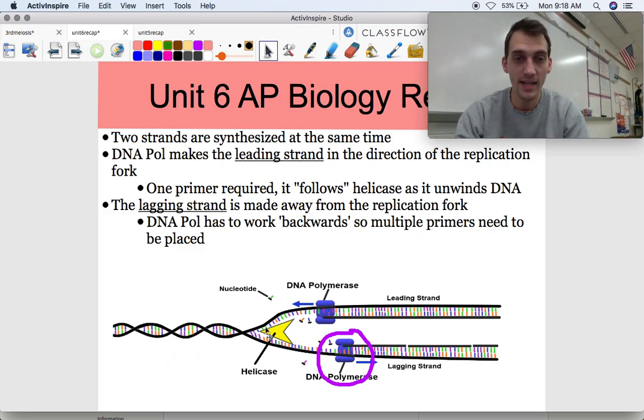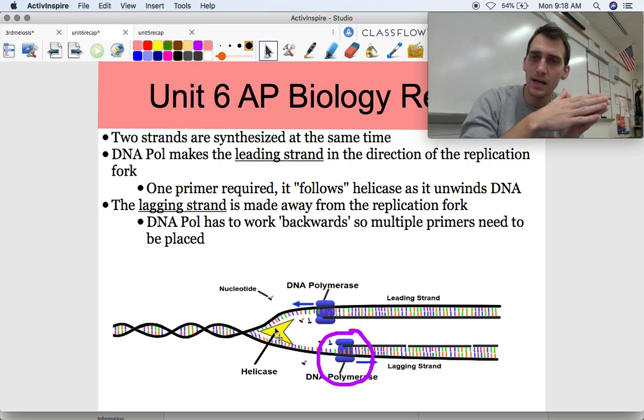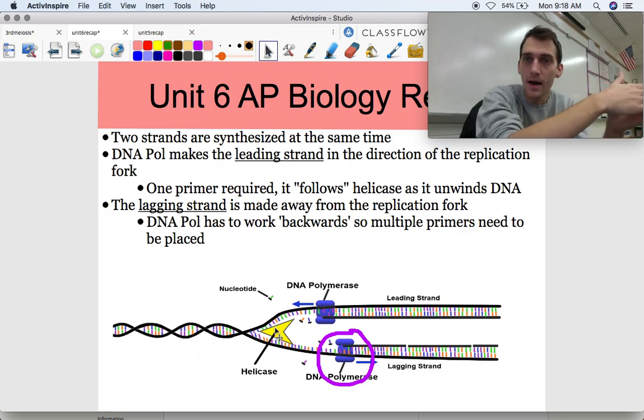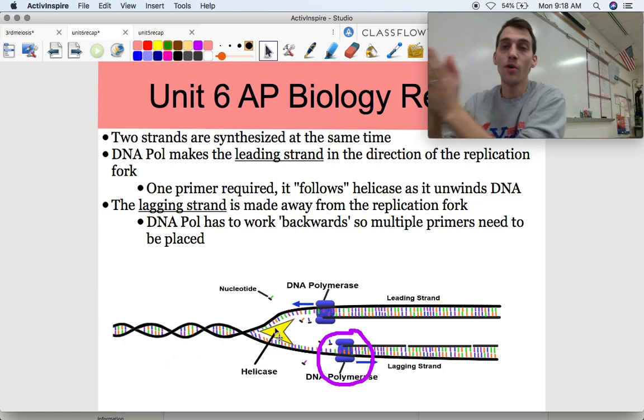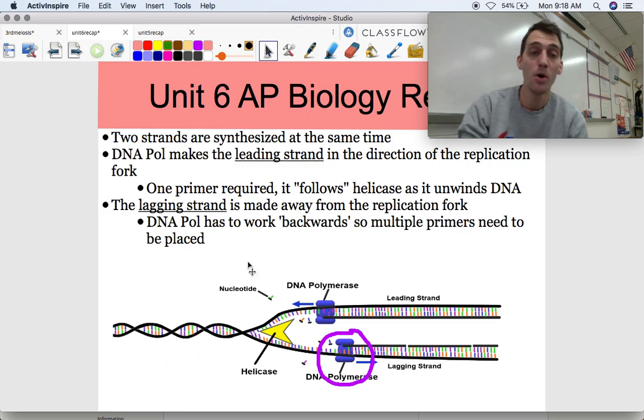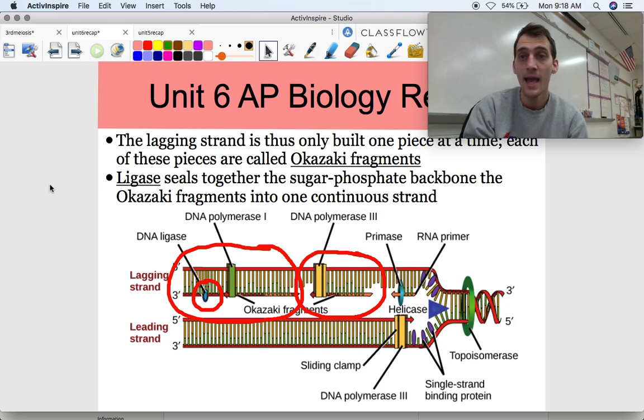So helicase is moving this way, if you can see my cursor. Helicase is moving this way. DNA polymerase on this strand is moving that way, so that means the more DNA that helicase opens up, the more DNA polymerase has to start over again and again and again. That means we need multiple primers on the lagging strand, and we need to copy it piece by piece by piece by piece.